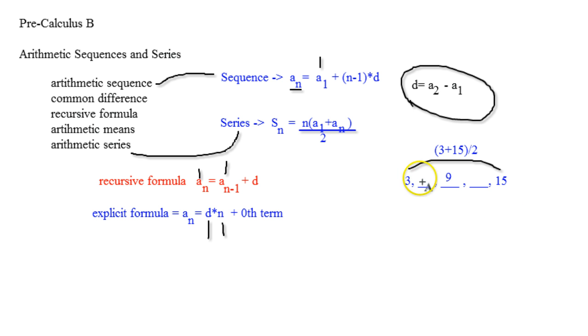To fill in the other terms, we just do the arithmetic mean again. 3 plus 9 is 12, divided by 2 is 6. 9 plus 15 is 24, divided by 2 is 12. As you can see, I can see the common difference popping up. The common difference is going to be plus 3 each time. That's how you use the arithmetic mean to your advantage.